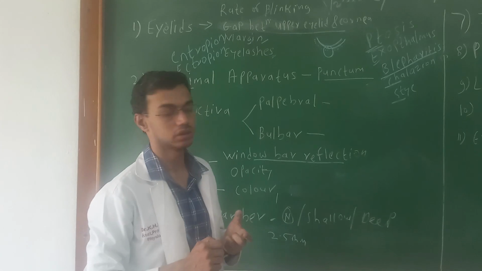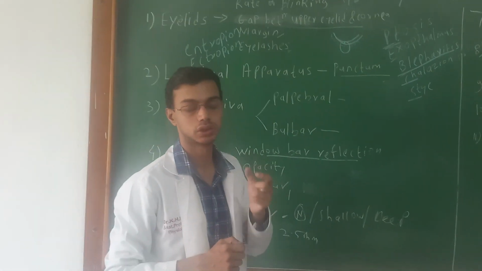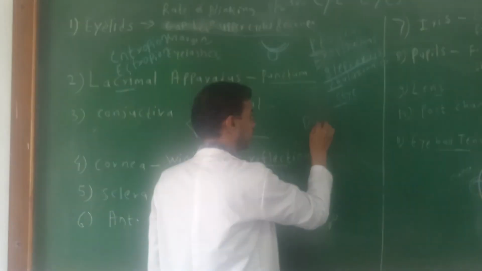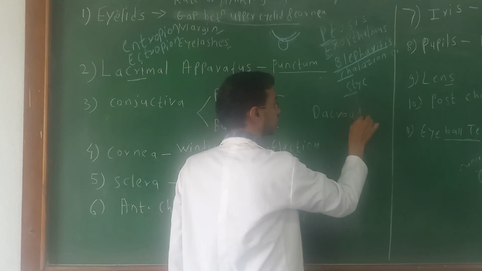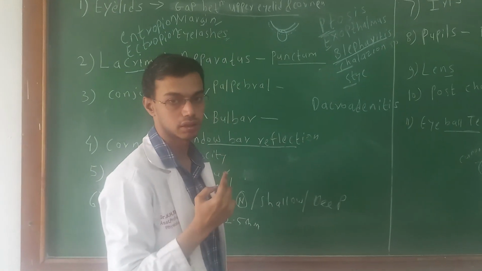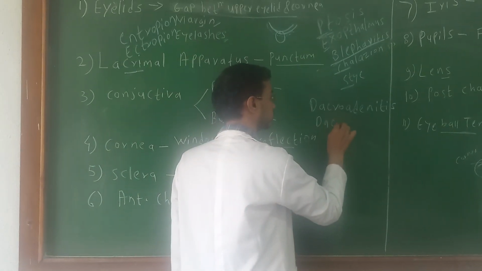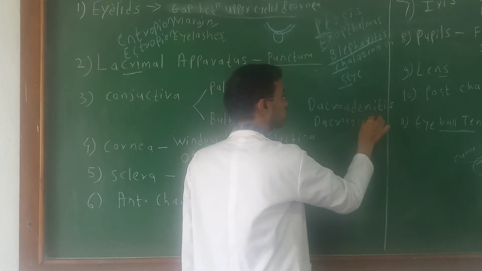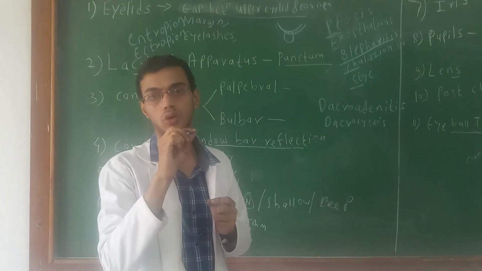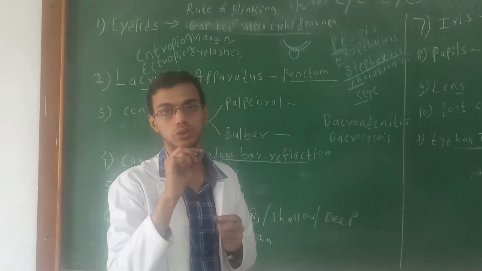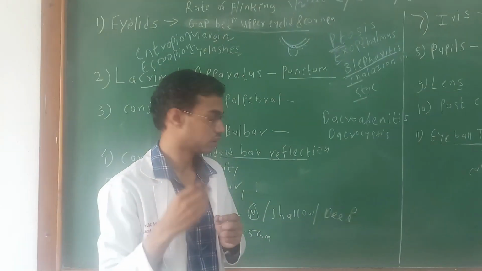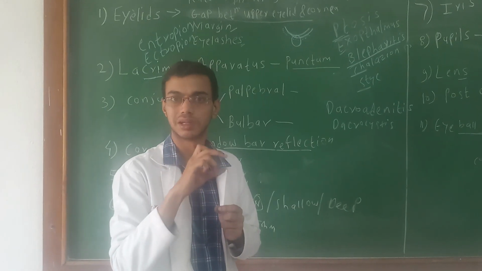Now what we have to examine in this lacrimal apparatus: we have to see whether there is any swelling over the lacrimal gland. It may be because of dacryoadenitis, that is infection of the lacrimal gland. Then if there is an infection of the lacrimal sac, that is called dacryocystitis. Now we have to pull the lower eyelid downward, and you can see the opening of the lacrimal sac. You have to see whether the opening is normal, whether there is a swelling, or whether there is any discharge from that opening. In the demonstration part, I will demonstrate how to check the lacrimal sac opening.